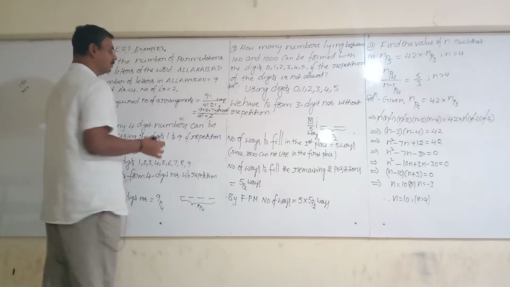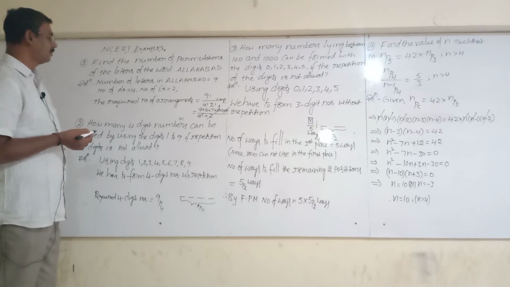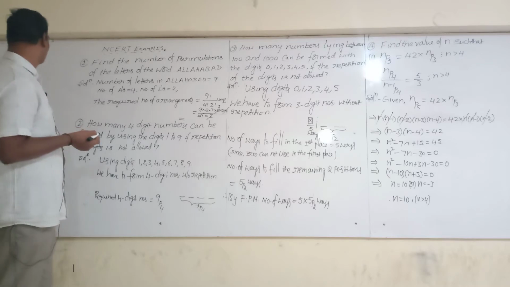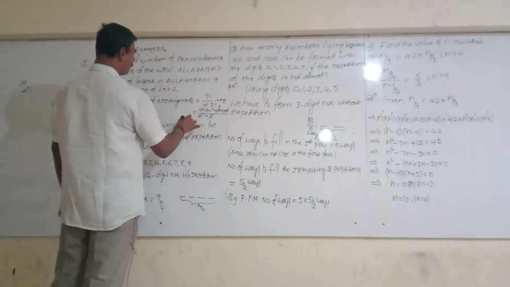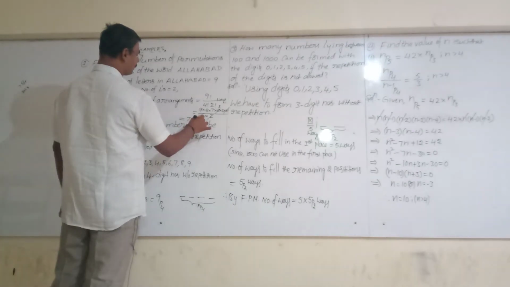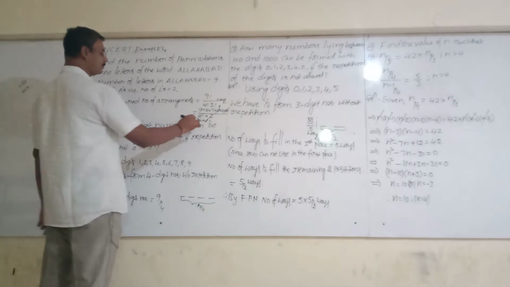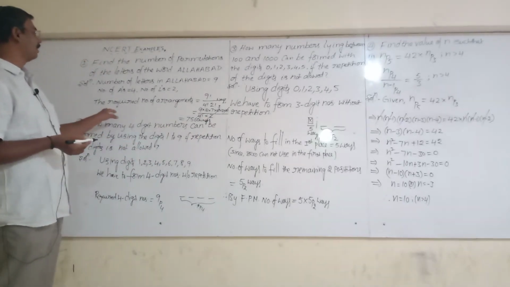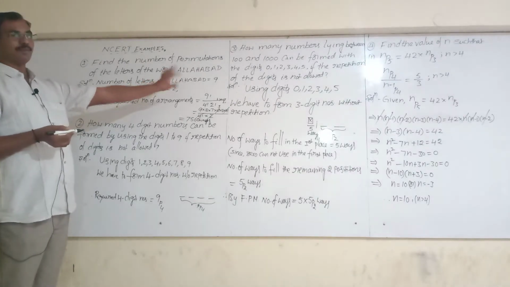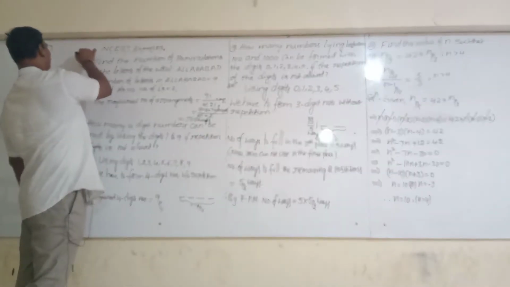The total value is 9 into 8, 72, into 21 into 5. So this answer is 7560 ways. So like this, we have to find arrangements when similar letters are given. These model problems are very important.